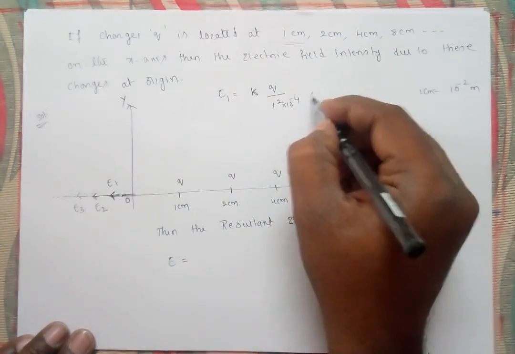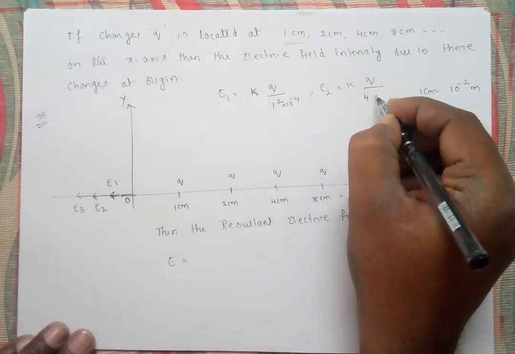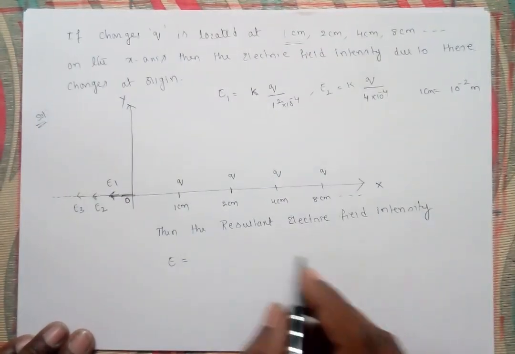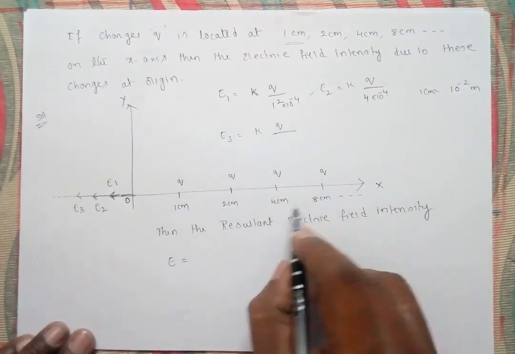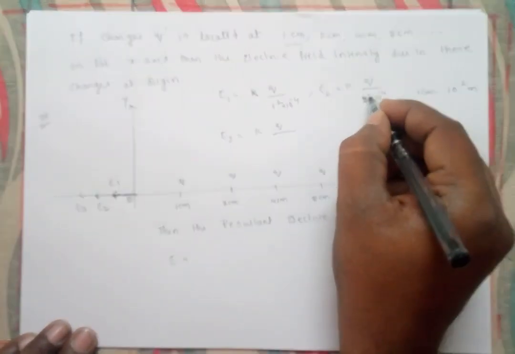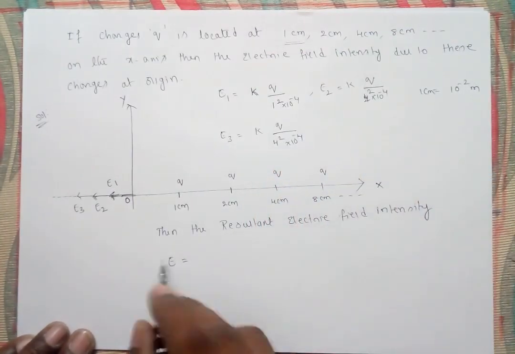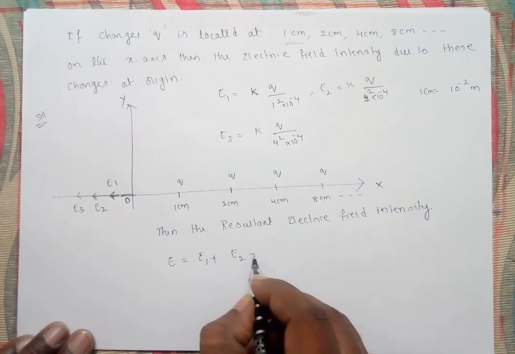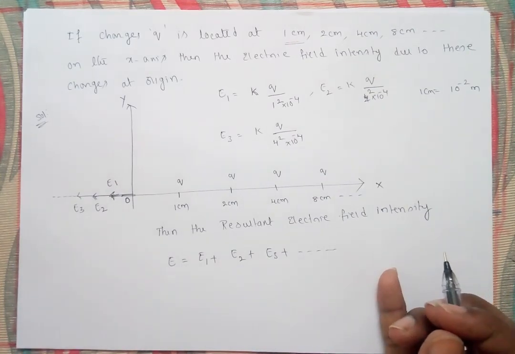Like that, E2 is K into Q by 2 square, which means 4 into 10 raised to minus 4. Like that we will get. Then E3 is K into Q by 4 square into 10 raised to minus 4. Like that it will come. So I am writing the total electric field intensity as E1 plus E2 plus E3 and so on.